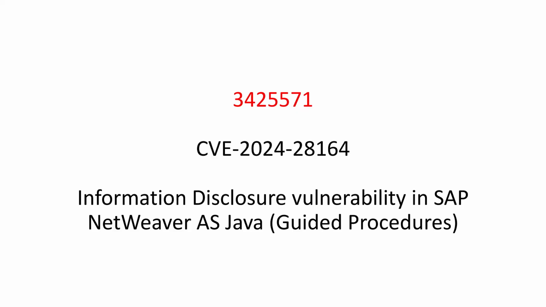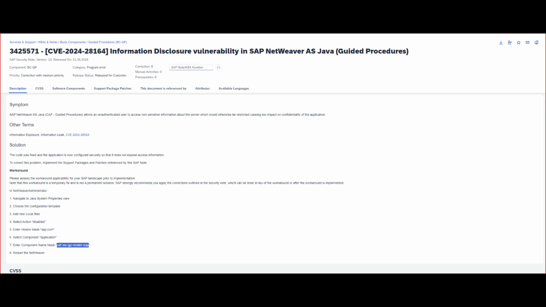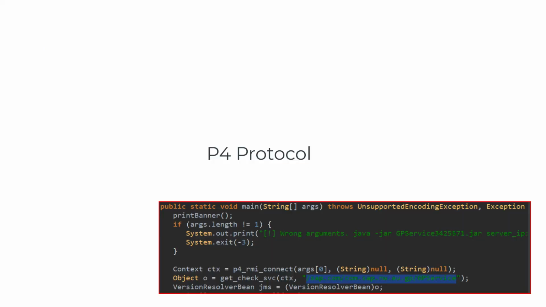Let's review another vulnerability in the Java application server. The type of vulnerability is information disclosure. After analyzing the SAP Note, we can see the package where the vulnerability has been detected. Our analysis shows that the vulnerability is available in the P4 server. In the screenshot, you can see the part of proof of concept.